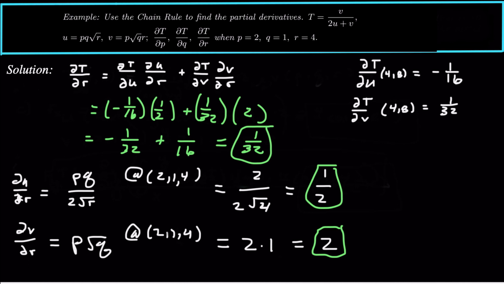It's much easier to plug in 4 and 8 into the partial derivatives of t with respect to u and v than it is to plug in what u and v are in terms of p, q and r and then plug in the p, q and r values. That's my recommendation. That's how we do it.